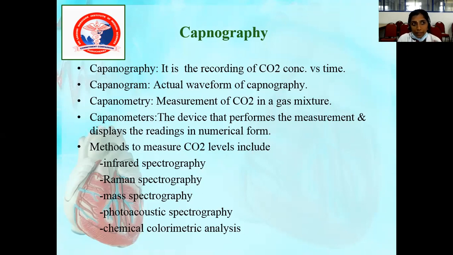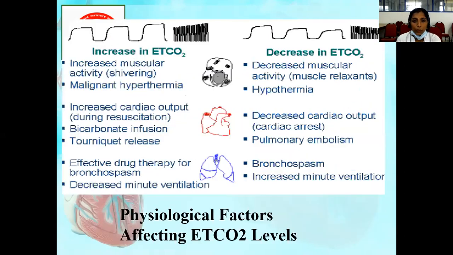The capnograph instrument is based on Beer-Lambert's law, and the exhaled volume of CO2 is measured in that. After the measurement, the reading is displayed in numerical form and also in graphical form. There are a lot of principles used for this. The most common which we are using is infrared spectrography. There are some reasons for increase and decrease in EtCO2. Normal EtCO2, or end tidal CO2, is around 35 to 45 millimeters of mercury.